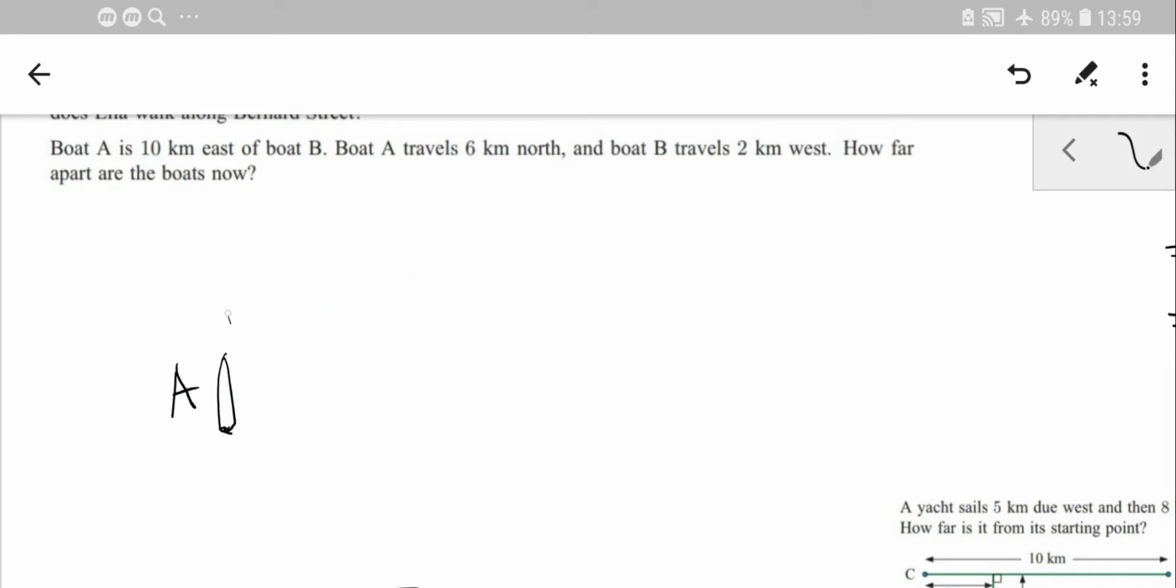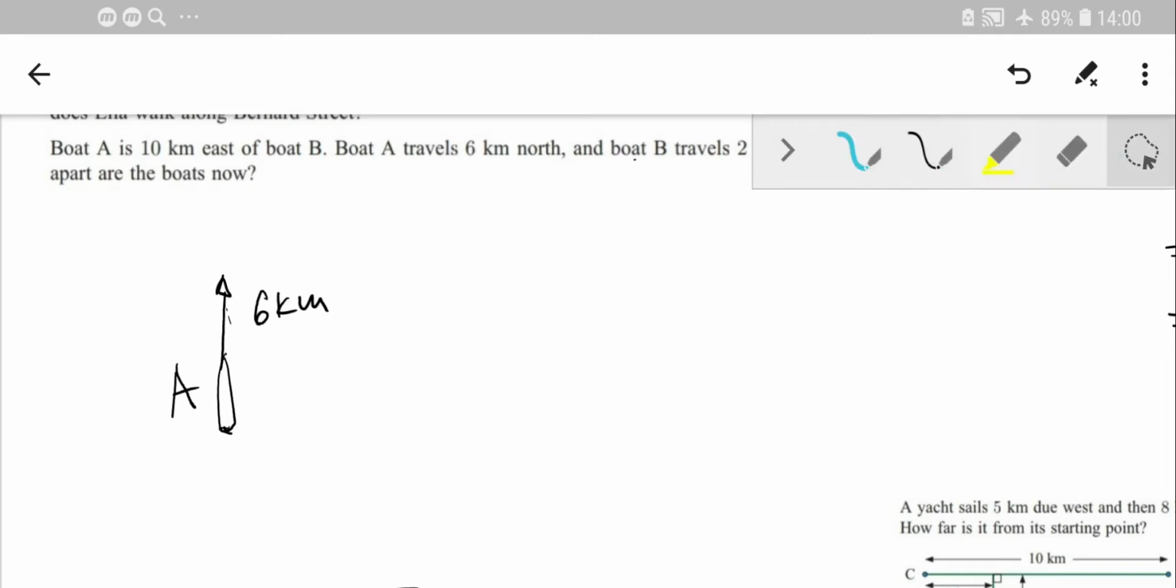It travels 6 km north, right? And boat B travels 2 km west. But initially, the initial distance is 10 km, right? So boat A is 10 km east of boat B. So that's why we need to do the following.